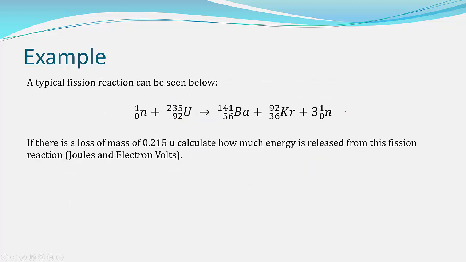Okay, so what I've got on the screen is a fairly straightforward fission reaction where you have a neutron interacting with that uranium atom and then producing barium, krypton, and three neutrons. It's a fairly standard fission reaction. So without getting you to do too much, the first thing I'm going to ask you to do is, if I was to tell you that there was a loss of mass, so when these new particles were formed, if we were to look at the mass of those products, we find that there's a difference or a loss of 0.215 atomic mass units.